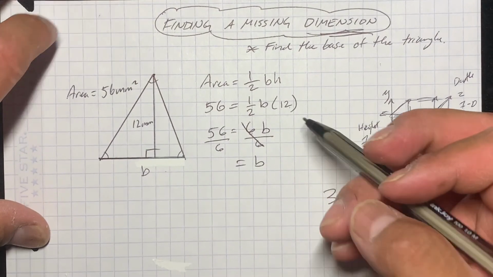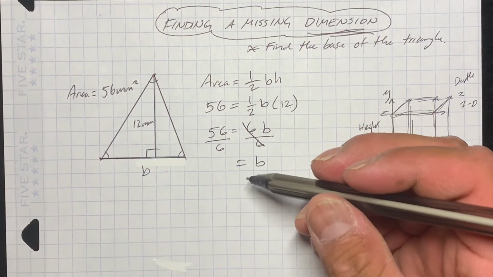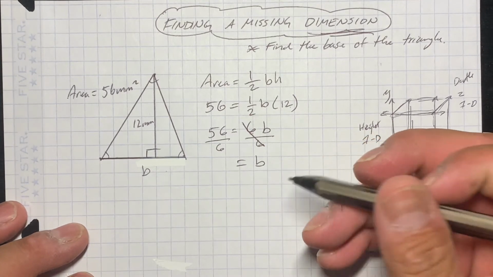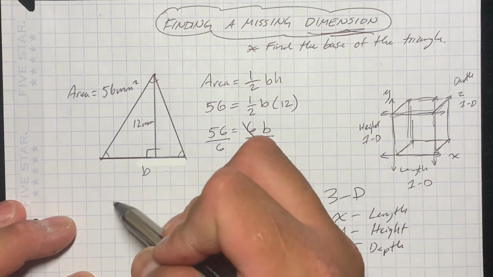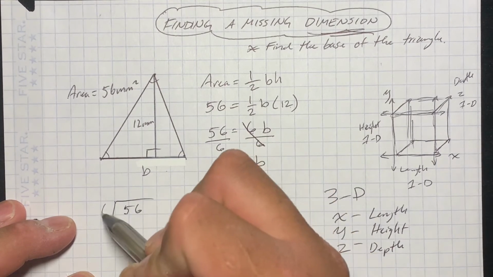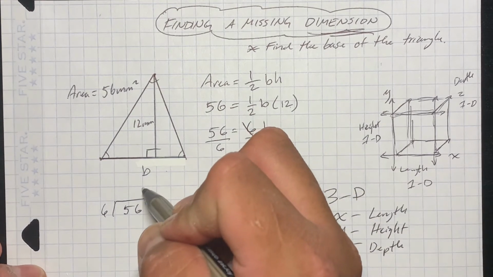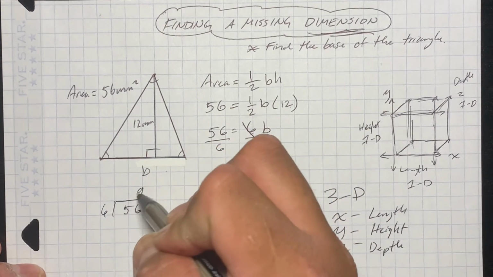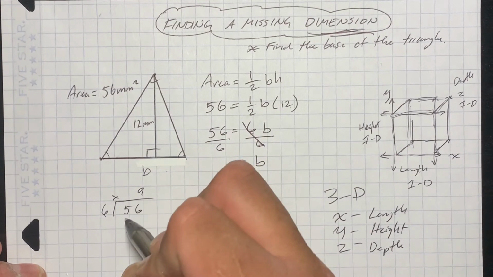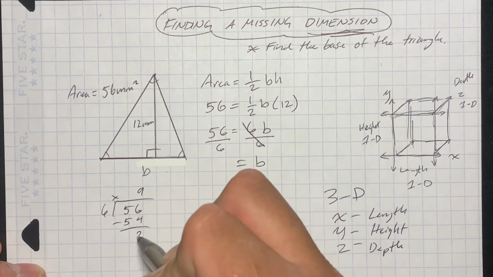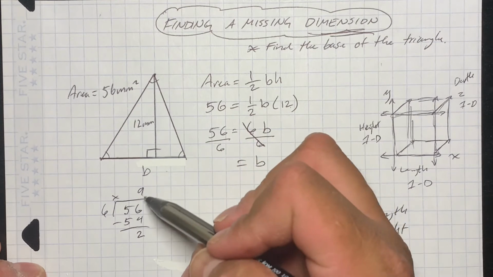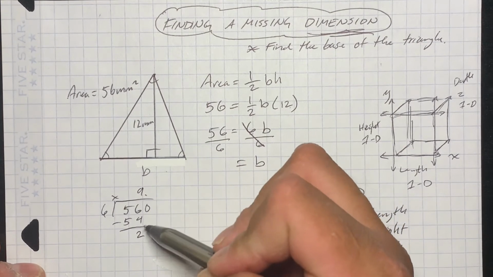Now you have 56 divided by 6 here, okay? So let's find that out. Let's do simple division here. Okay, so 56 divided by 6. Well, let's see here. I do know that 9 times 6 would be 54. So 6 times 9, and then that's 54. We have 2 remaining. And we want to keep going. So we're just going to annex 0. Bring that down.